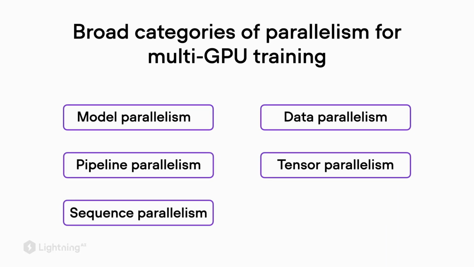In the previous video, we briefly introduced the concept of multi-GPU training. Let's now take this a step further and talk about the different multi-GPU training strategies. So here's an overview of the broad categories of parallelism when we are using multi-GPU training. There's model parallelism, data parallelism, pipeline parallelism, tensor parallelism, and sequence parallelism. And let's talk about what these different parallelism strategies are and how they work.